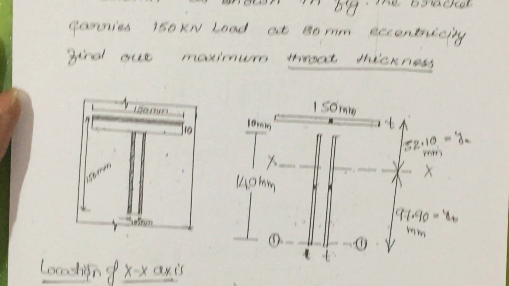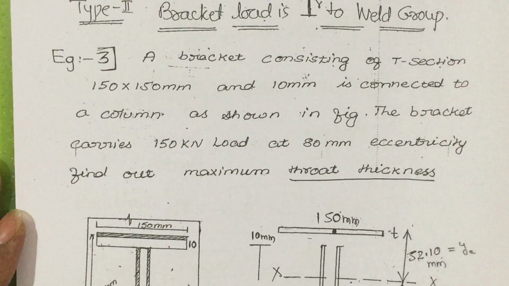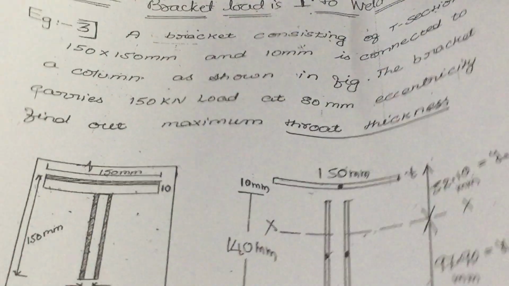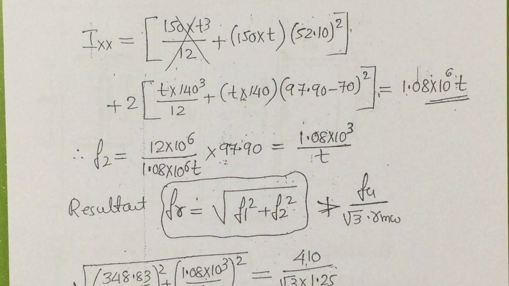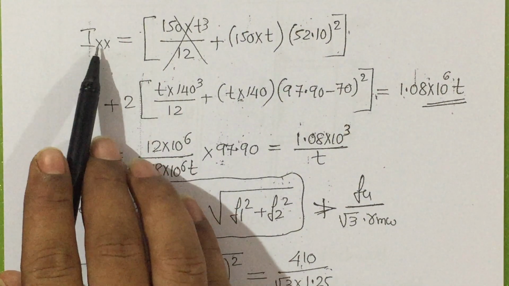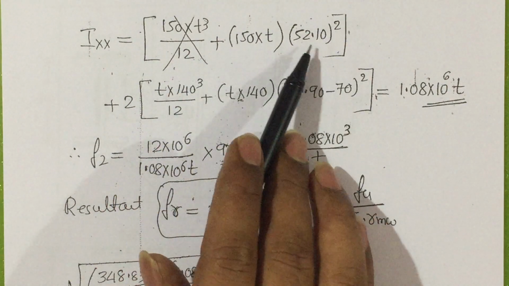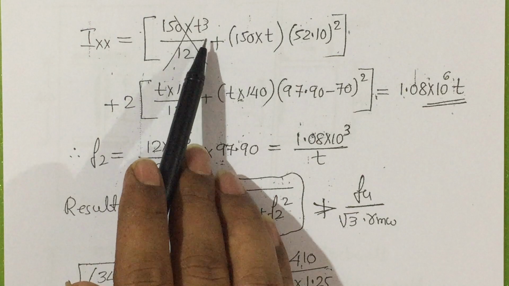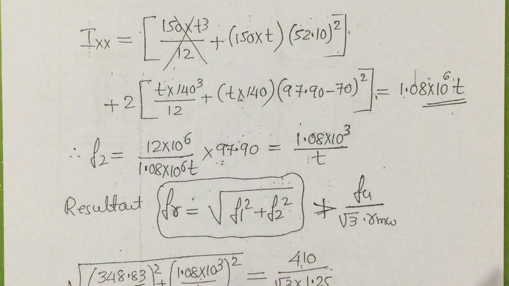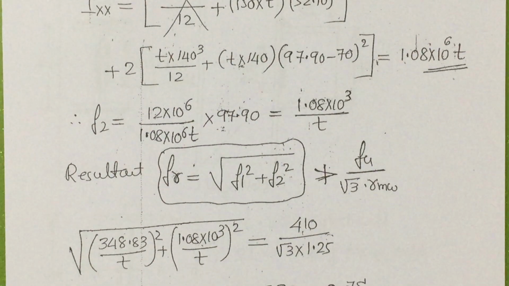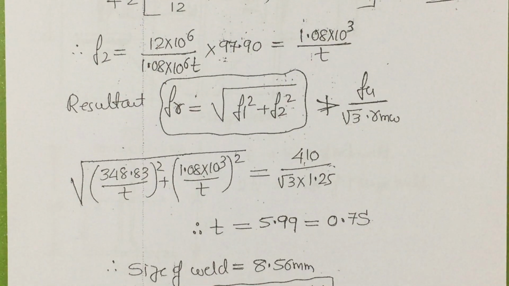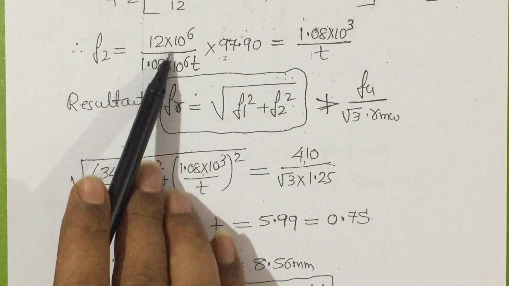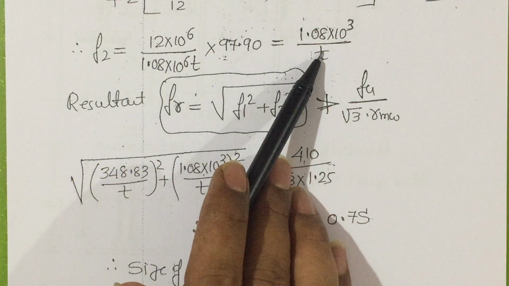Then we need Ixx. Calculate Ixx. Ixx is given by Ix bar plus a into y square. Wherever t cube or t by 2 comes, you need to neglect that one, nothing but put it as 0 for that. So from that we are going to get F2. Substitute all the values, you are going to get this much.